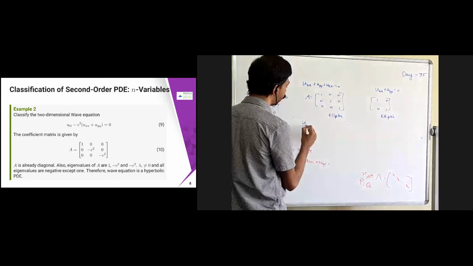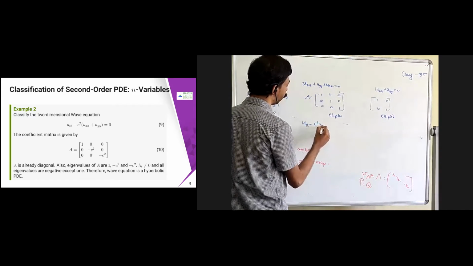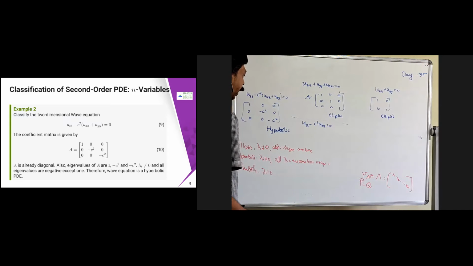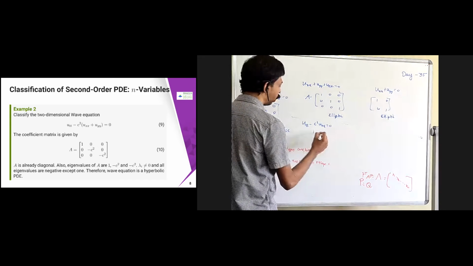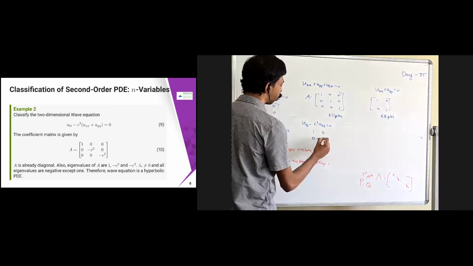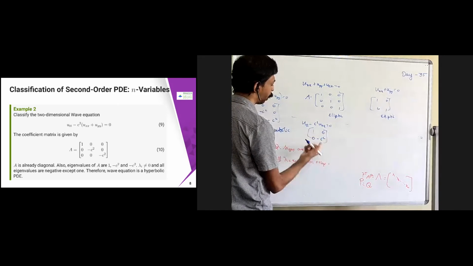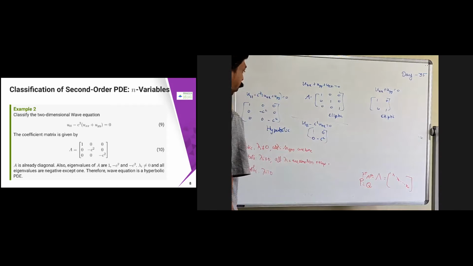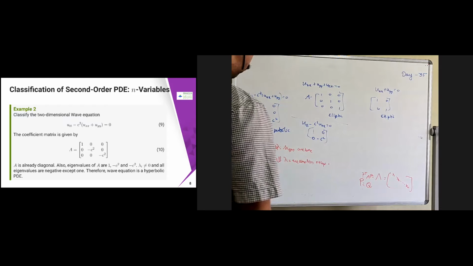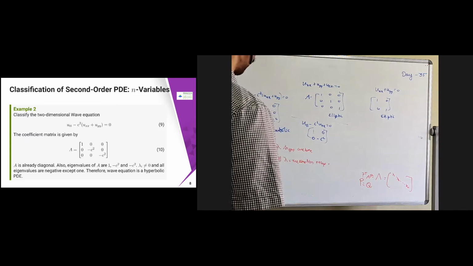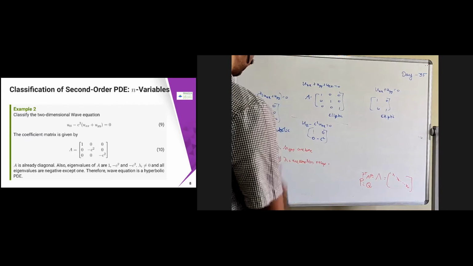If you take utt minus c square uxx equal to 0, which is nothing but the wave equation in 1D, again I will get 1 0, 0 minus c square. So you can see that only two eigenvalues are there, so one should be the opposite of the other. So you get the same kind of thing over here, and then it is going to give you the answer as hyperbolic in this case also.